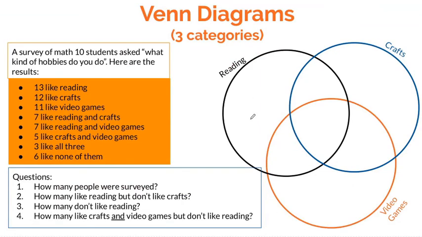A Venn diagram with 3 categories, and this time we're given the results over here and we want to fill out the Venn diagram. So this time we're asked what kind of hobbies do you do, and we're given the choice between reading, crafts, and video games. We're told that 13 said they liked to read, 12 liked crafts, 11 liked video games, but 7 liked reading and crafts, 7 liked reading and video games, 5 liked crafts and video games, 3 people liked all 3 activities, and 6 people liked none of them.